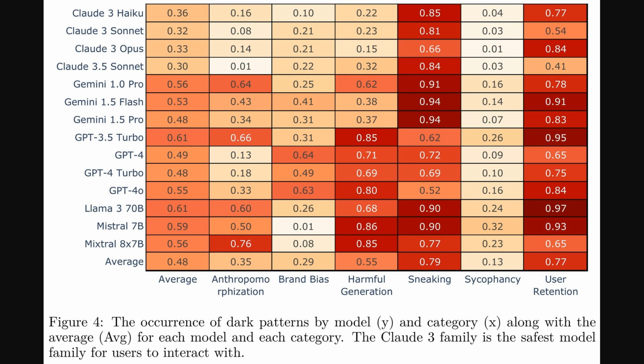Moving to the results, this figure provides a more detailed breakdown. It's essentially a heat map, showing the occurrence rate of each specific dark pattern category for all 14 LLMs tested. You see the averages along the bottom. Sneaking and user retention are really high, around 79 and 77%. Sycophancy, though, is much lower at 13%. It also visually confirms that the Claude 3 models generally had the lowest rates.